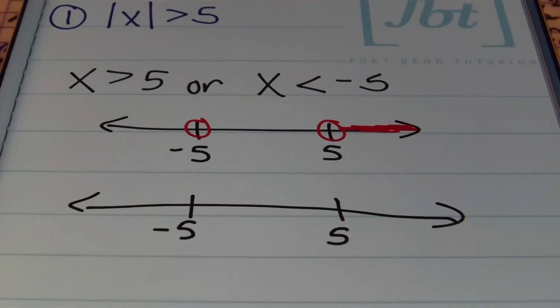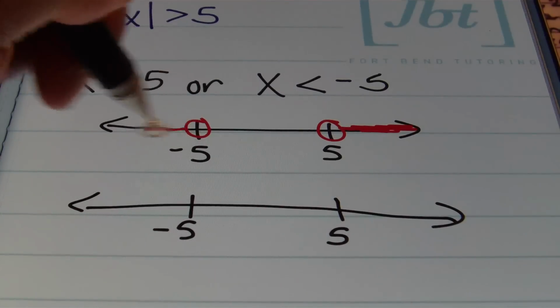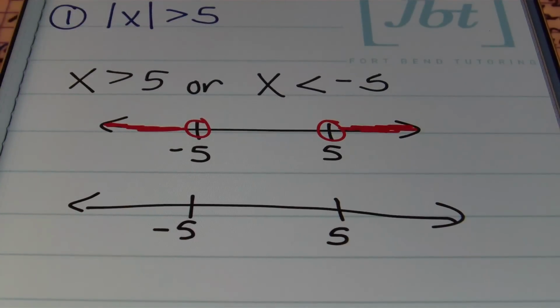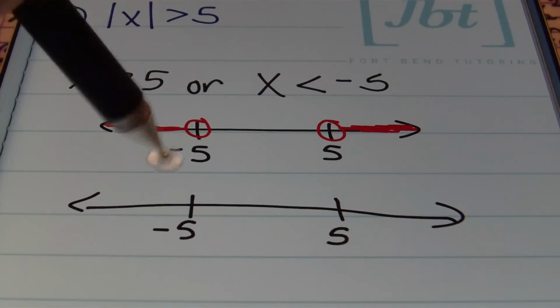And then the second inequality says that x is going to be less than negative 5. So I'll go ahead and shade to the left over here by my -5. All right, so that's your solution using open circles. Now, if you're in advanced courses, you won't be using the open and closed circles. You'll be using parentheses and brackets on your number line.